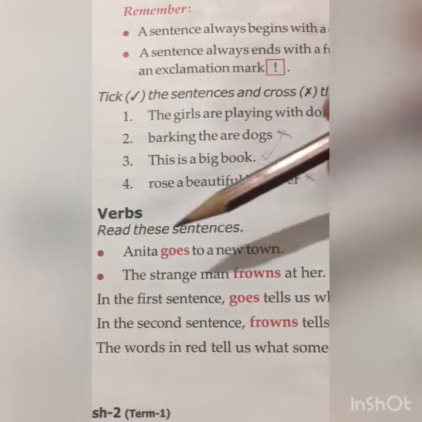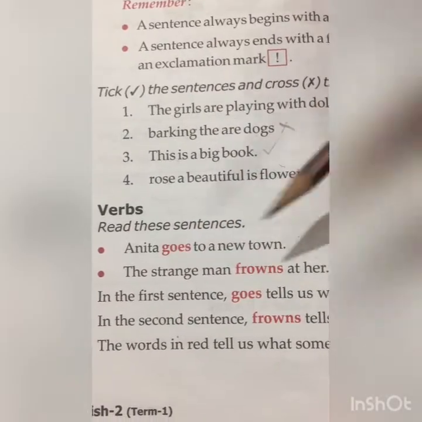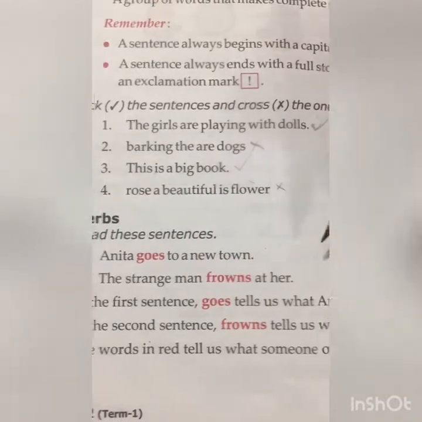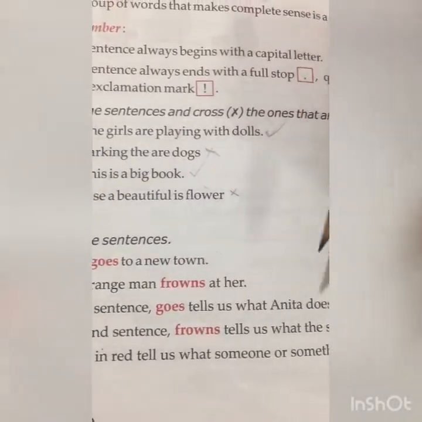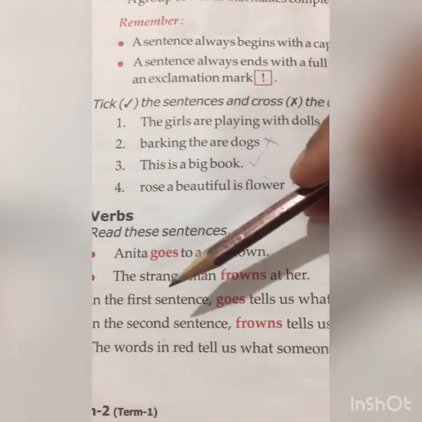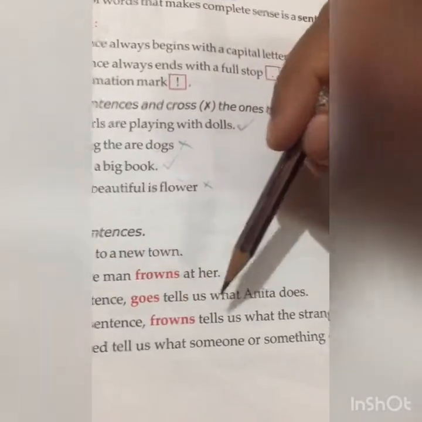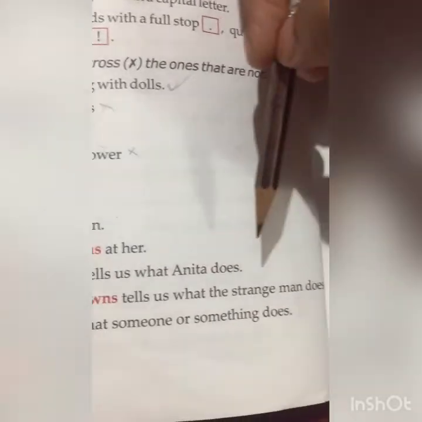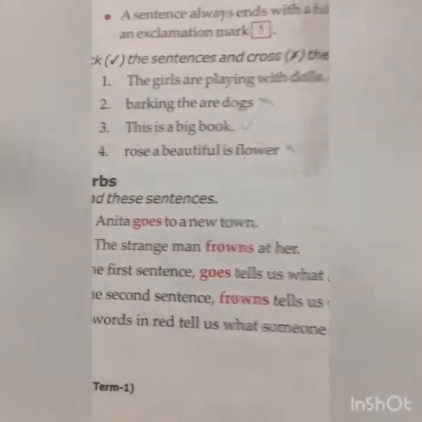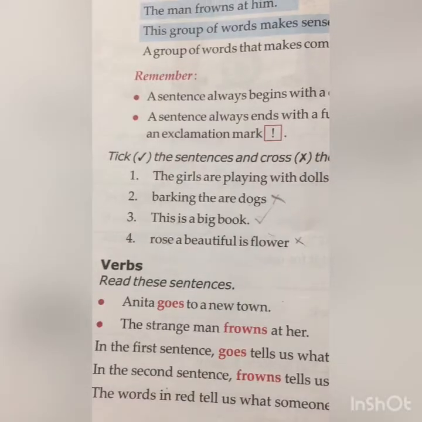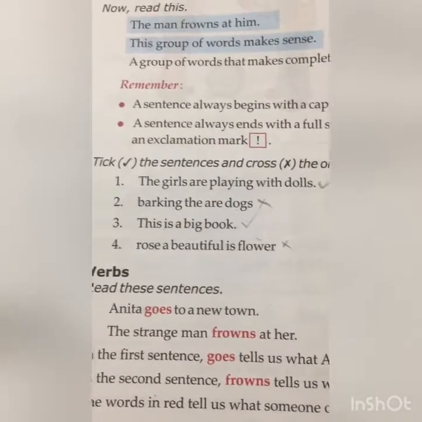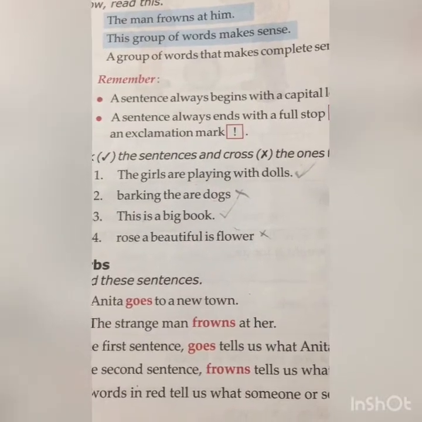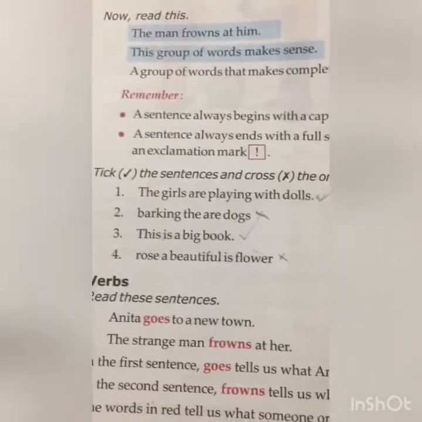Read these sentences. Anita goes to a new town. The strange man frowns at her. In the first sentence, goes tells us what Anita does. In the second sentence, frowns tells us what the strange man does. The words in red tell us what someone or something does. Okay, what did Anita do? She goes to a new town. And what did the strange man do? He frowns at her.